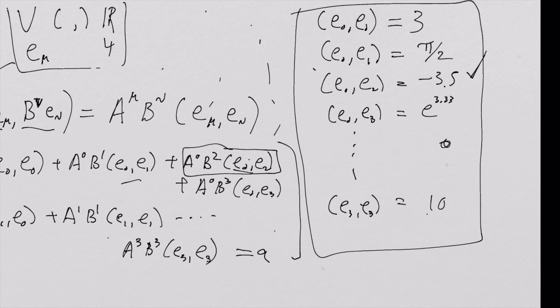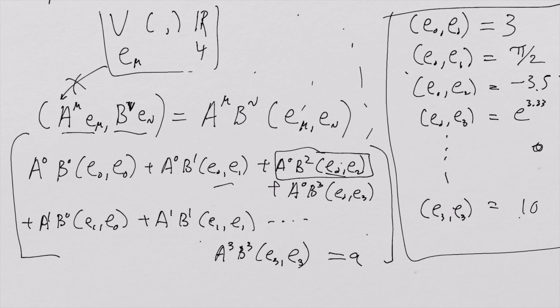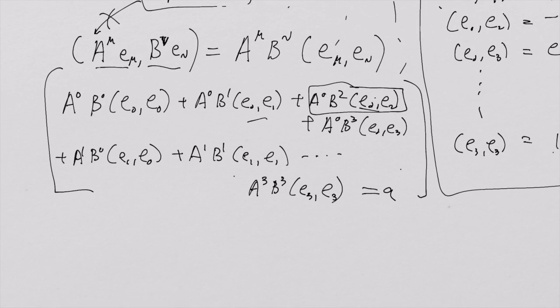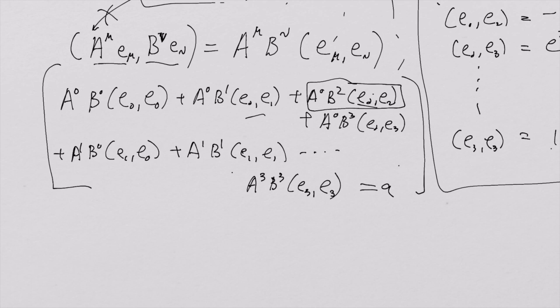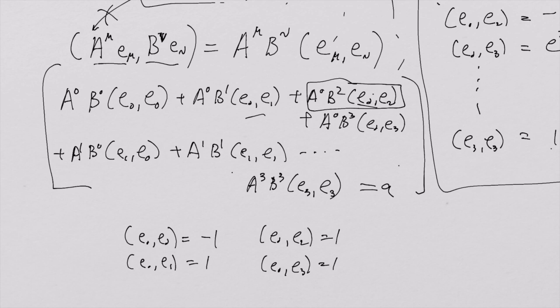So, in particular, in special relativity, the rule goes like this: E0, E0 equals negative 1, E0, E1 equals 1, E0, E2 equals 1, and E0, E3 equals 1. That's very common in special relativity if everything is in the right coordinate system and the right basis, but all the others are 0.